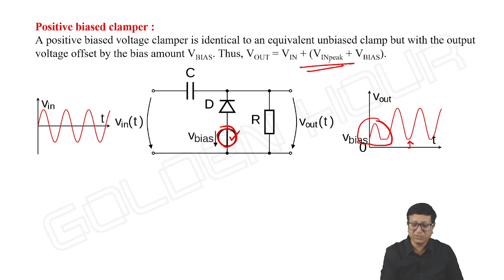Instead of V in plus V input peak, we need to add that bias voltage, V bias, which may be positive or negative. That's it. Earlier I wrote V input plus V input peak. Instead of that, we need to add V bias also.